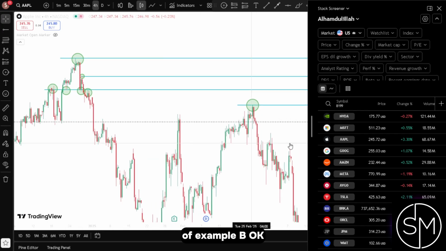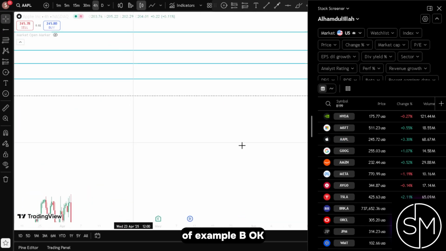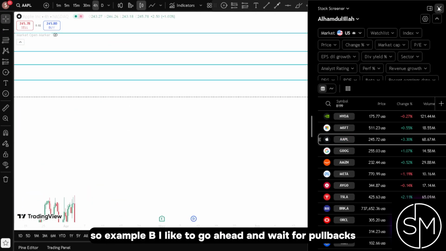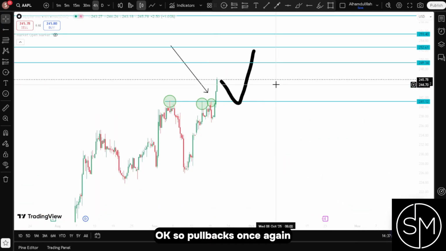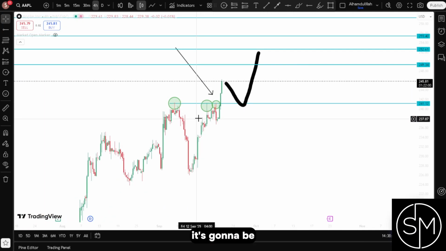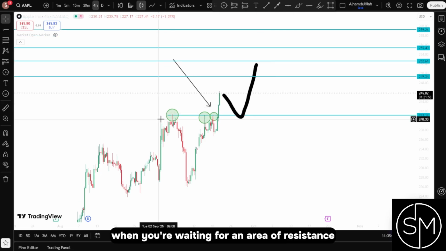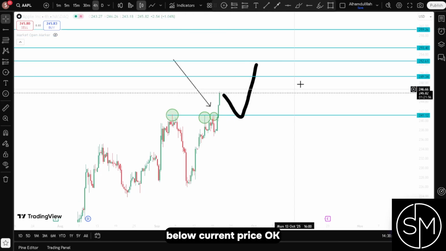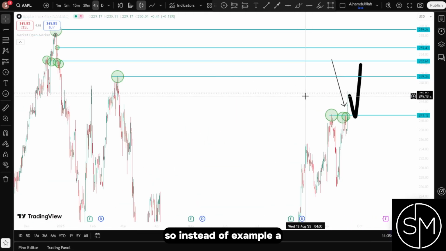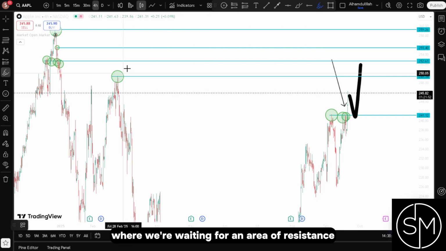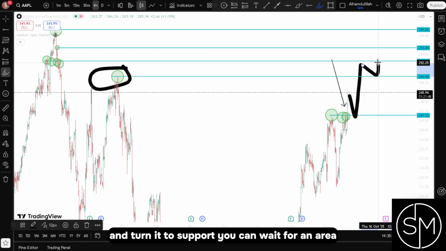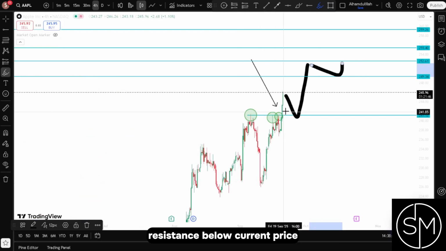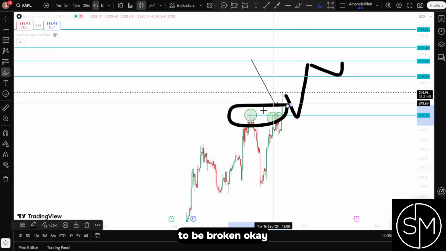Example B. In example B, I like to go ahead and wait for pullbacks. So pullbacks, once again, is when you're waiting for an area of resistance below current price. So instead of example A, where we're waiting for an area of resistance above current price to be broken and turn into support, you can wait for an area of resistance below current price to be broken.